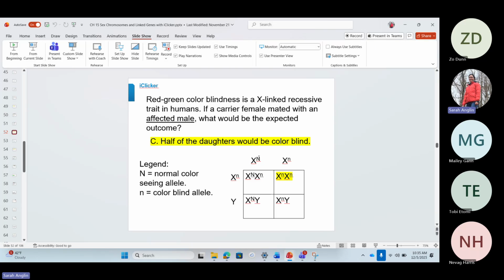So in this box, I have a normal allele and a mutant allele. So we end up with a carrier female. However, this female has that mutant allele on both X's. So this female is going to be an affected female. Now, when we're only looking at the daughters, we just ignore what's happening down here. We're only looking at the females. Half of the daughters would be colorblind. That's what we would predict from this pair. Okay, any questions there?